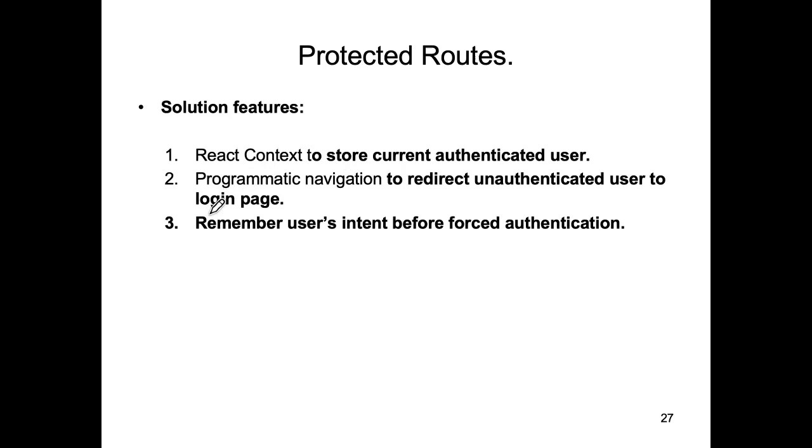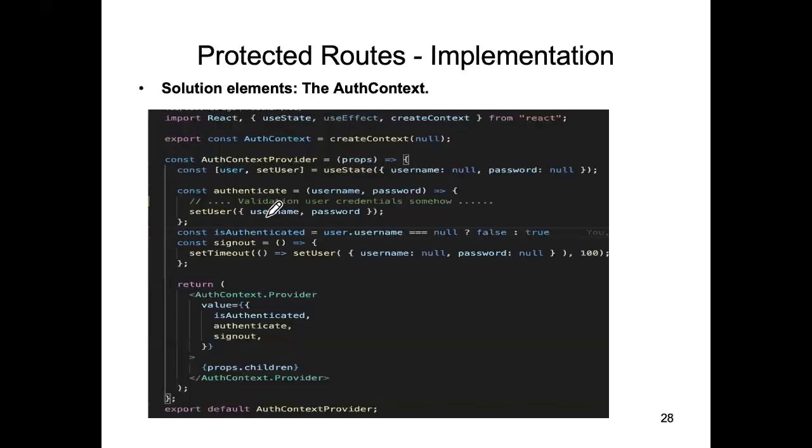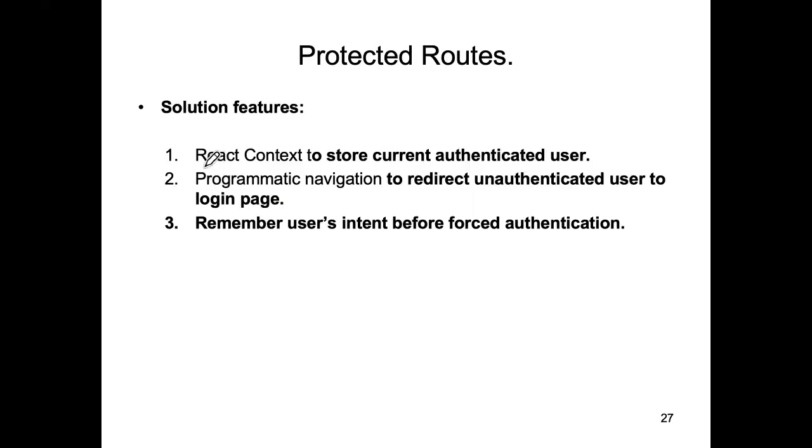Part 3 then is what I was alluding to a while ago. This is kind of an optional extra, but from a user experience it's a nicer experience in that we'd like our app to remember where the user was trying to get to when we forced them to log in. I'm just calling that remember user's intent. So there are the 3 things that we need to include in our implementation solution to this whole problem. If we take them one by one, we can start here.